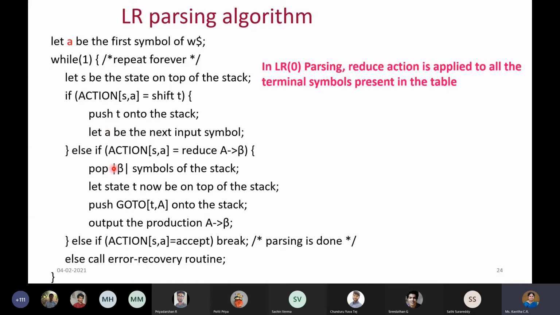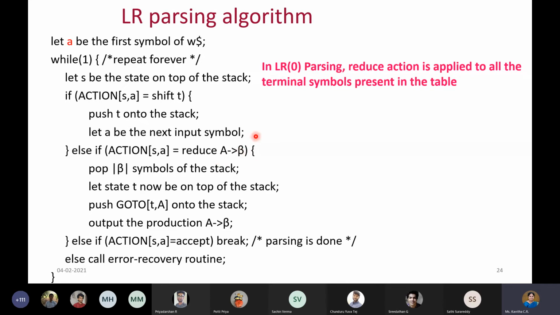Similarly, for the reduce action, I have already told you when it is eligible: when the entire RHS matches some rule with your substring, then you apply the reduce action. Therefore, you pop out all those symbols that have matched. So if beta is matching, then I have to take out all the beta symbols and then push A onto the stack. That is my intention now.